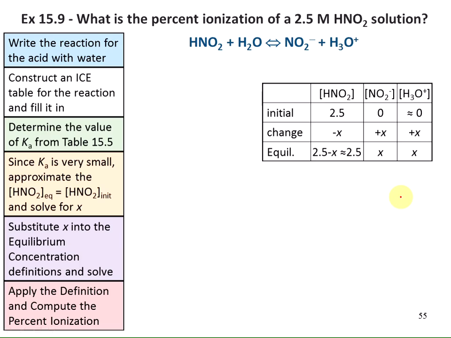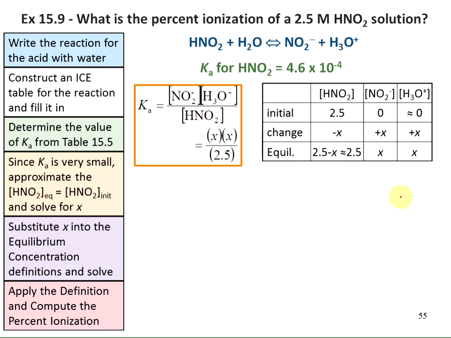Now in this problem they didn't give us the Ka for this reaction. We'll have to look this up in a table. If we look up the Ka value for the nitrous acid, we see that it's 4.6 times 10 to the minus 4th. So we're using that information as part of our mass action equation. So remember, our products over our reactants.